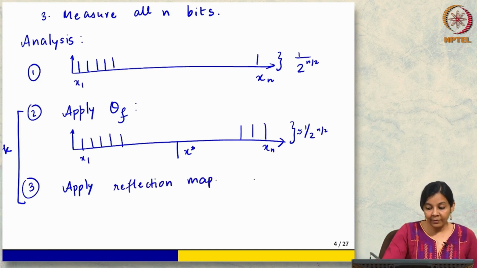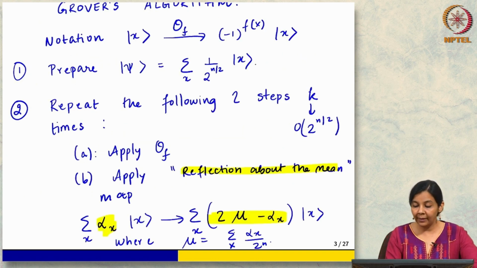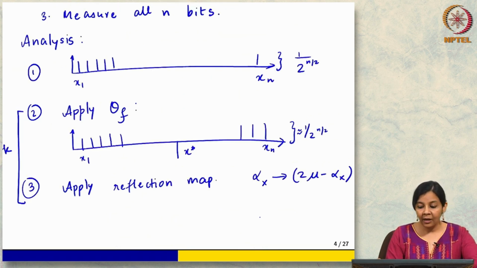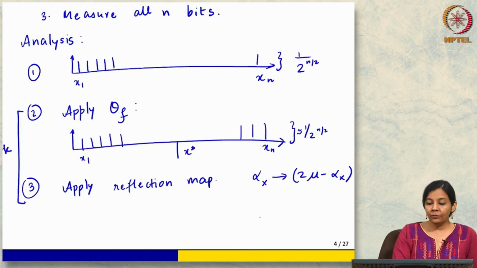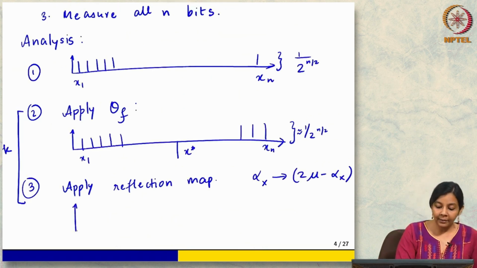So, remember what does the reflection map do? It takes alpha x to 2 mu minus alpha x. Remember, this is what it does, this is what we defined, right. So, alpha x goes to 2 mu minus alpha x. So, now can you tell me what this picture will now look like?